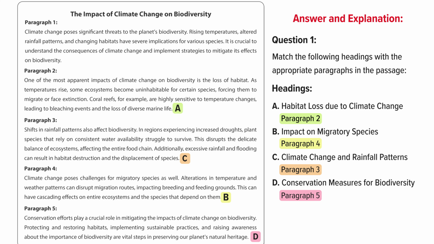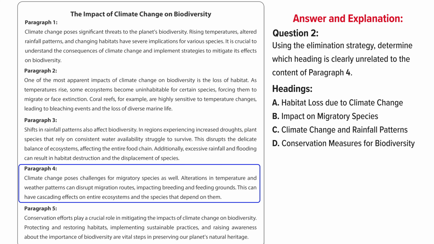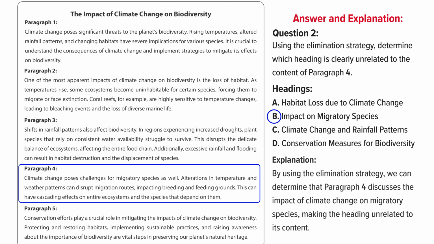Question 2. The heading clearly unrelated to the content of paragraph 4 is the impact on migratory species. Explanation. By using the elimination strategy, we can determine that paragraph 4 discusses the impact of climate change on migratory species, making the heading unrelated to its content.